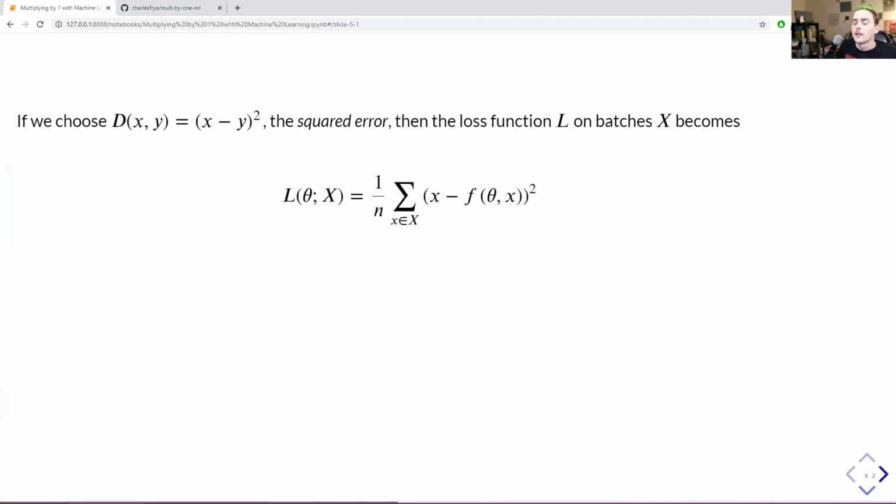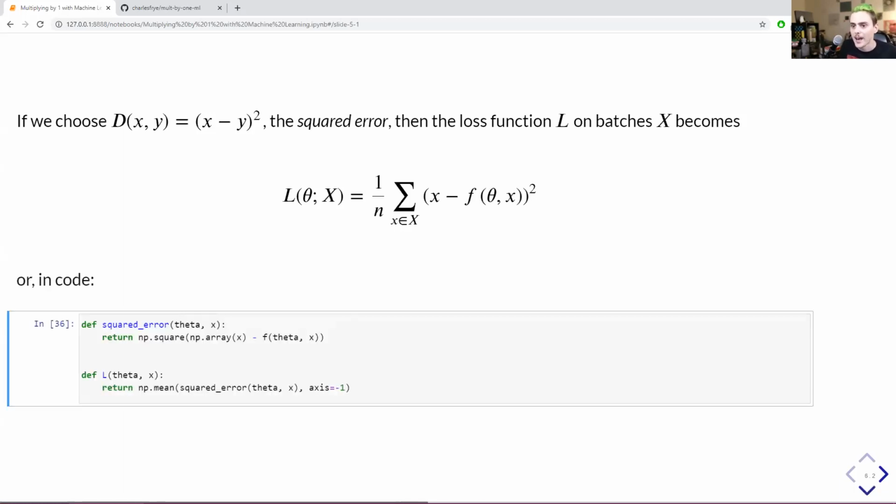So in order to finally get a loss function and get ourselves to the point where we're looking at a neural network optimization problem, we just need to choose that difference there, that D function that compares the inputs to the outputs. If we choose the squared error, then the loss function is just the squared difference between the inputs and the outputs averaged over a batch. That's easy to code up. We just apply the mean of the squared error function like that.